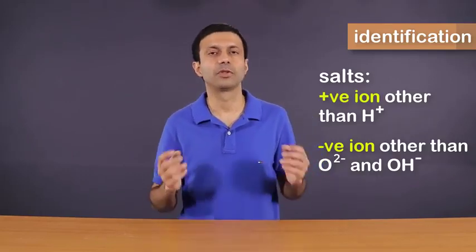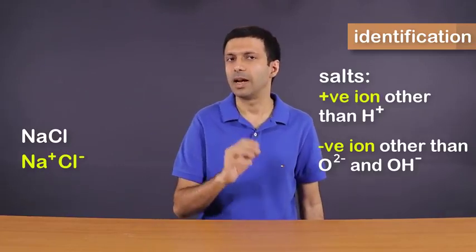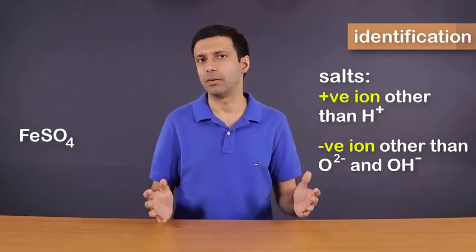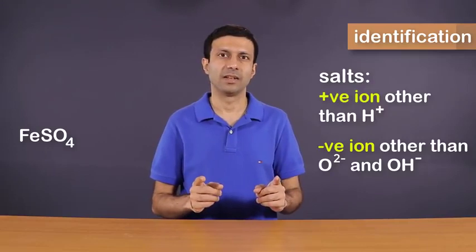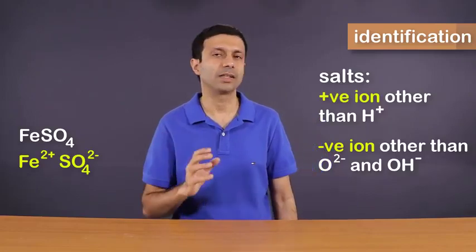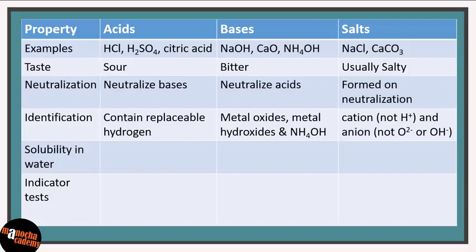Now let's take the example of sodium chloride. So it contains sodium, the Na plus, and chloride, Cl minus ion. Now what about ferrous sulfate? That's right, it contains ferrous, Fe2 plus, and sulfate, 2 minus ions. Let's pin the important identification points on our concept board. These rules help guide our decision to identify acids, bases, and salts. Next, let's look at the solubility of these compounds in water.